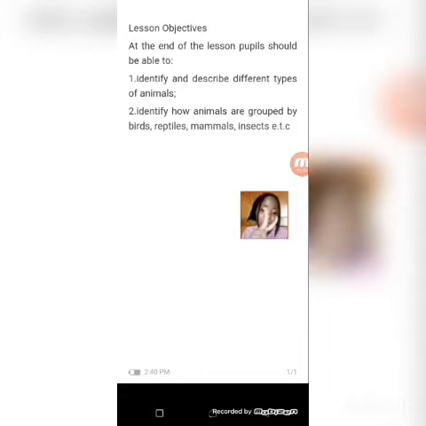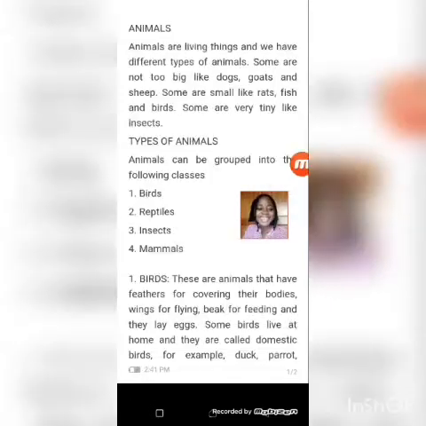Number two, you'll be able to identify how animals are grouped into birds, reptiles, mammals, and insects. Let's jump right into the contents. We are here to talk about animals.